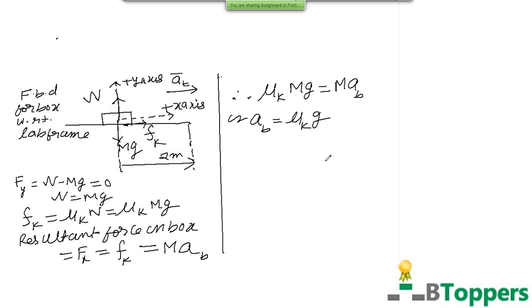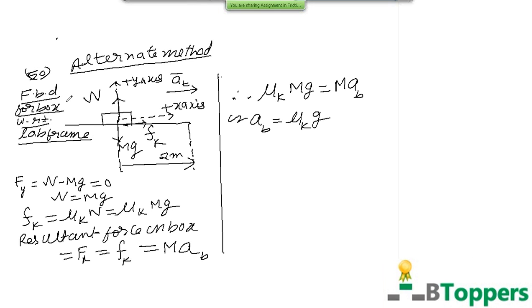Next I am discussing the same question, question number 50, by the alternate method. That means we are solving the problem with respect to the stationary observer on the ground, I mean with respect to the laboratory frame of reference, which we consider to be an inertial frame of reference. So this is a free body diagram for the box with respect to the lab frame.